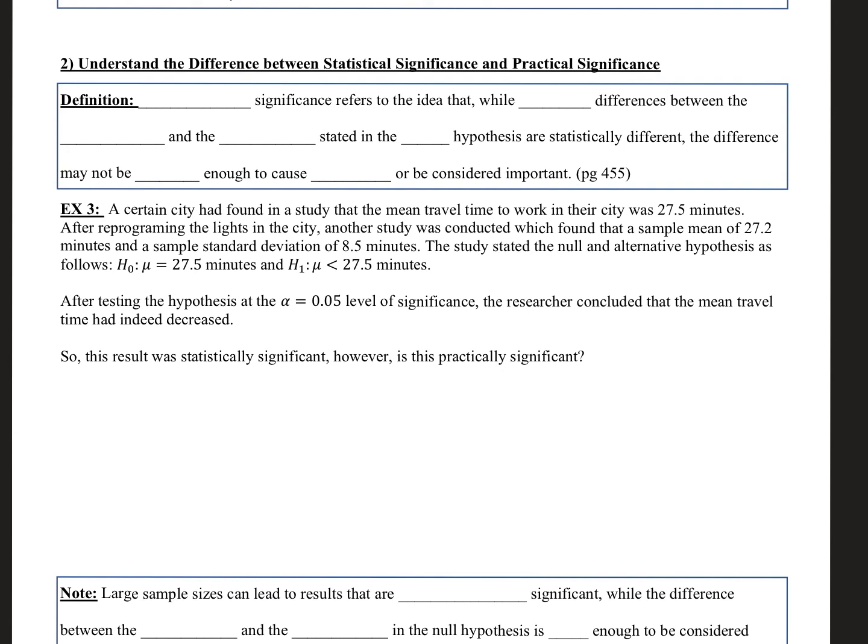So by definition, practical significance refers to the idea that while small differences between the statistic and parameter stated in the null hypothesis are statistically different, even if we find out that they're statistically different, the difference may not be large enough to cause concern or be considered important.